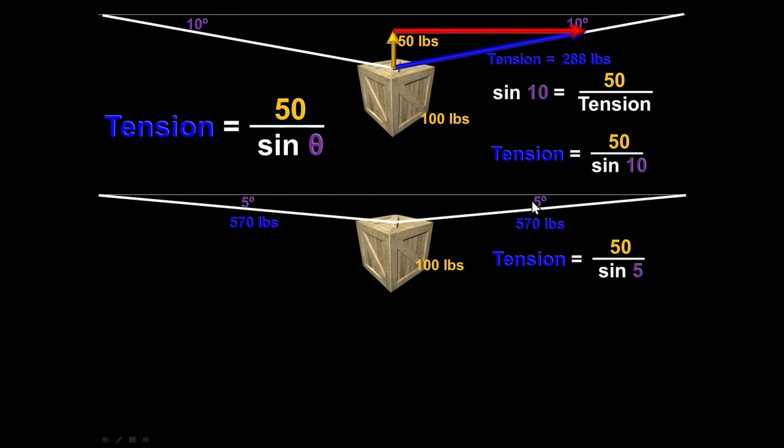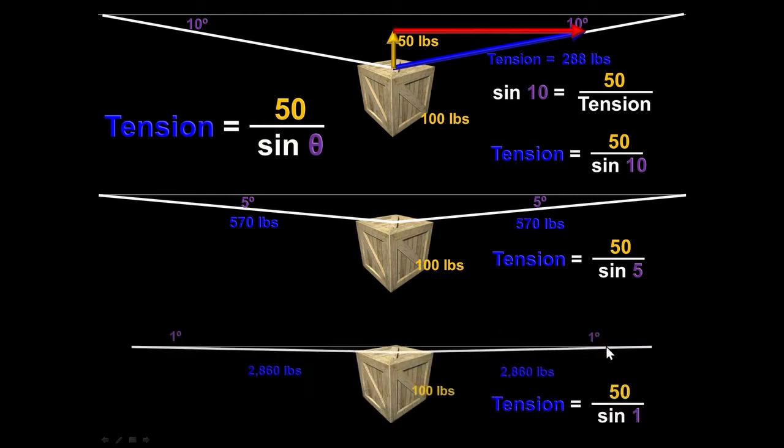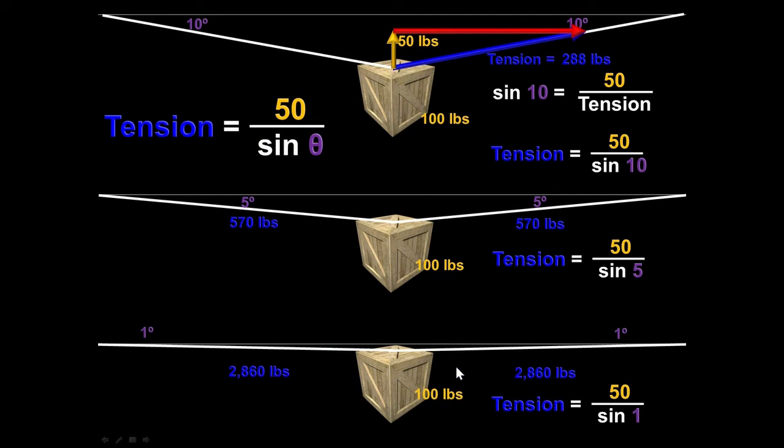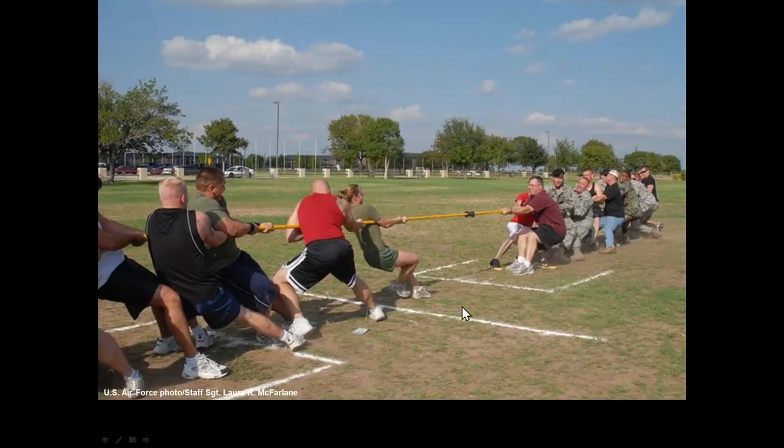Instead of 10 degrees, it's 5 degrees. So to be able to lift 100 pounds, the tension has to be 570 pounds. If we pulled these ropes super taut, so that when you hung the 100 pounds on there it only sagged a little bit, you'd have to pull with almost 3,000 pounds of force in that way and 3,000 that way to lift 100 that way. So if we have a whole bunch of people pulling on the rope in tug-of-war, you can get a lot of force.